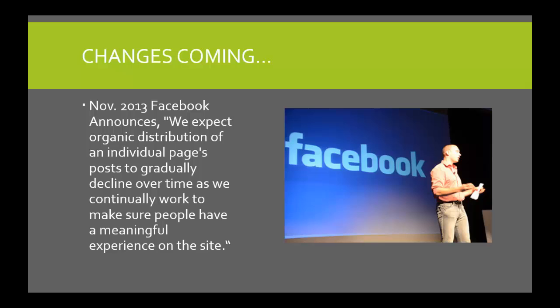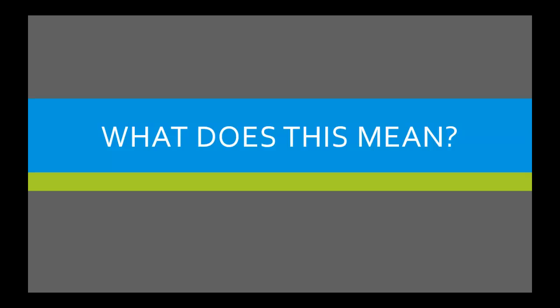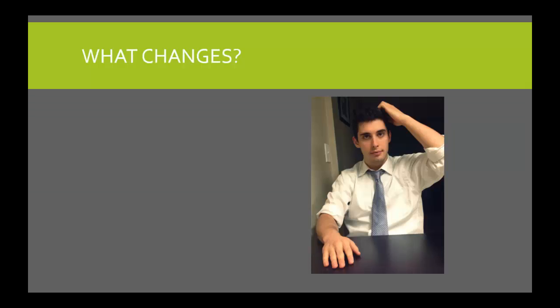So the reason why I'm talking about this is because there's some changes coming that's going to affect all of your Facebook fan pages. As of November 2013, Facebook announced, "We expect organic distribution of an individual page's post to gradually decline over time as we continually work to make sure people have a meaningful experience on the site." What does that mean for us and the future of Facebook?